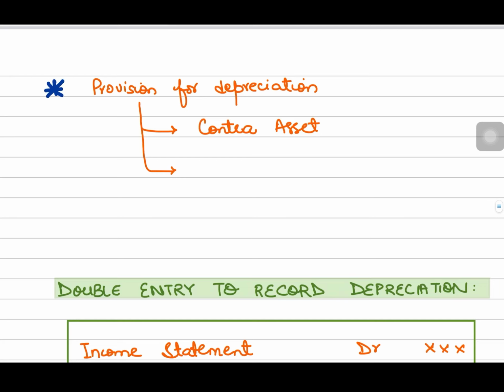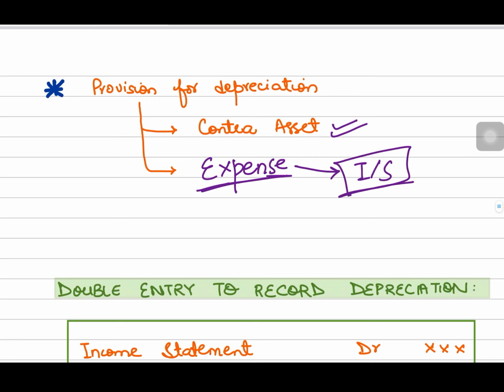So far we have learned that provision for depreciation is a contra asset account, and not only is the account prepared in a way that a contra asset would appear, it is also an expense for the business. We have already discussed this when we were discussing the accounting concepts that are applied while calculating depreciation. So, this is an expense as well. It is charged against the use of the non-current asset. Now, since it is an expense, it will be recorded in the income statement as well.